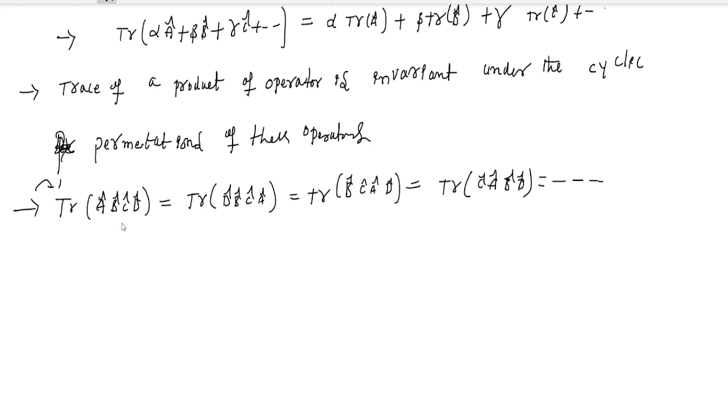For example, say we have A, B, C, D, right? Here B is the operator B, and C is the inverse operator, B inverse. Then it becomes one, and we get the trace of A and D operators. Like that we can apply this, especially in relativistic quantum mechanics. So this is all about matrix representation of operators.